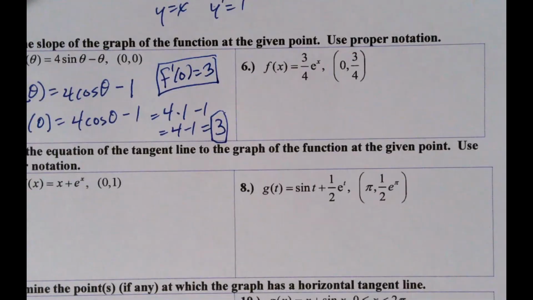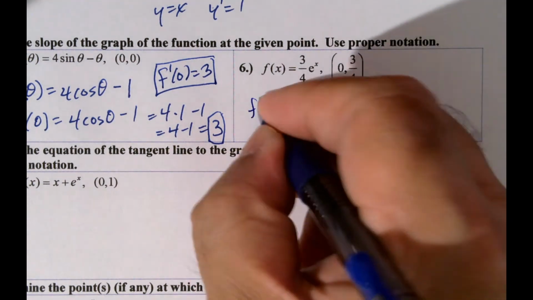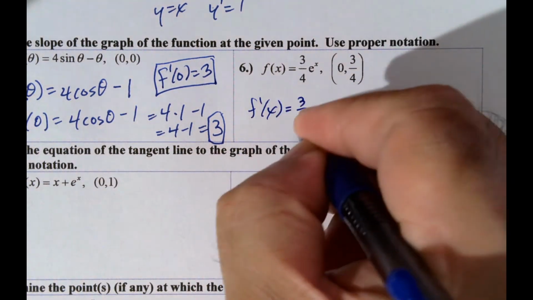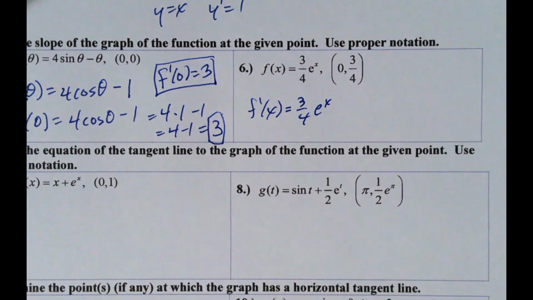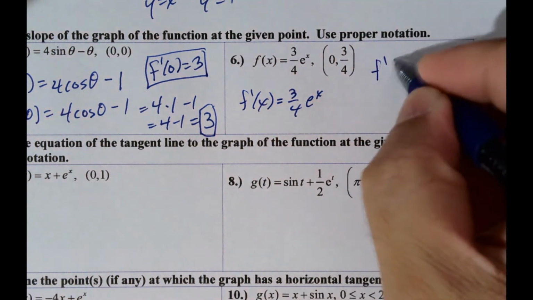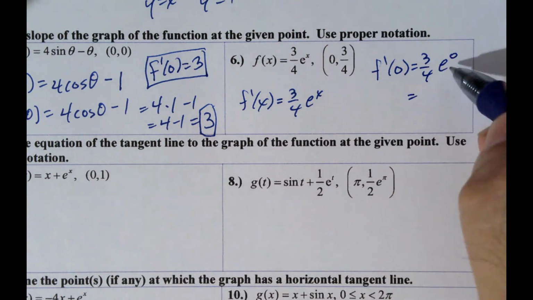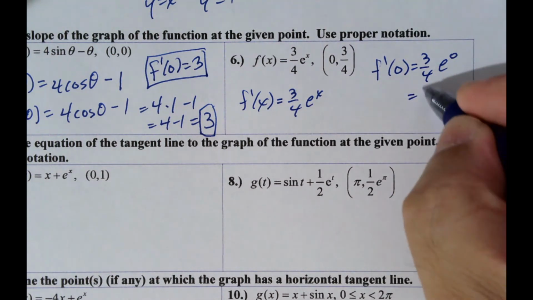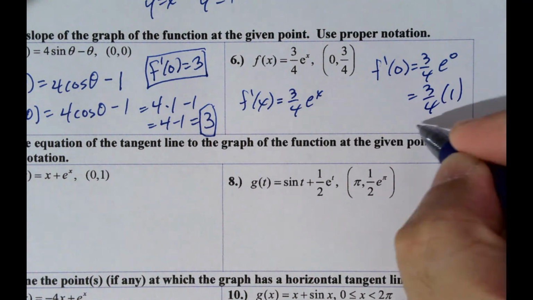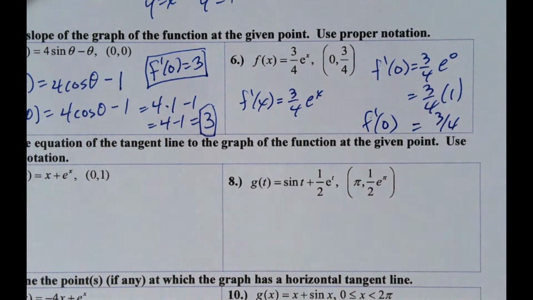And here, take the derivative first. Well, the derivative is the same thing. So f prime of x is the same thing. Right, derivative of e to the x is e to the x. The 3/4 comes along for the ride. Plug in 0 into that expression. So it's f prime of 0 equals 3/4 e to the 0. And remember, e to the 0 power, or anything to the 0 power, is just 1. So it's 3/4 times 1, which is just 3/4. And that is what f prime of 0 is, or what the slope is at that point.